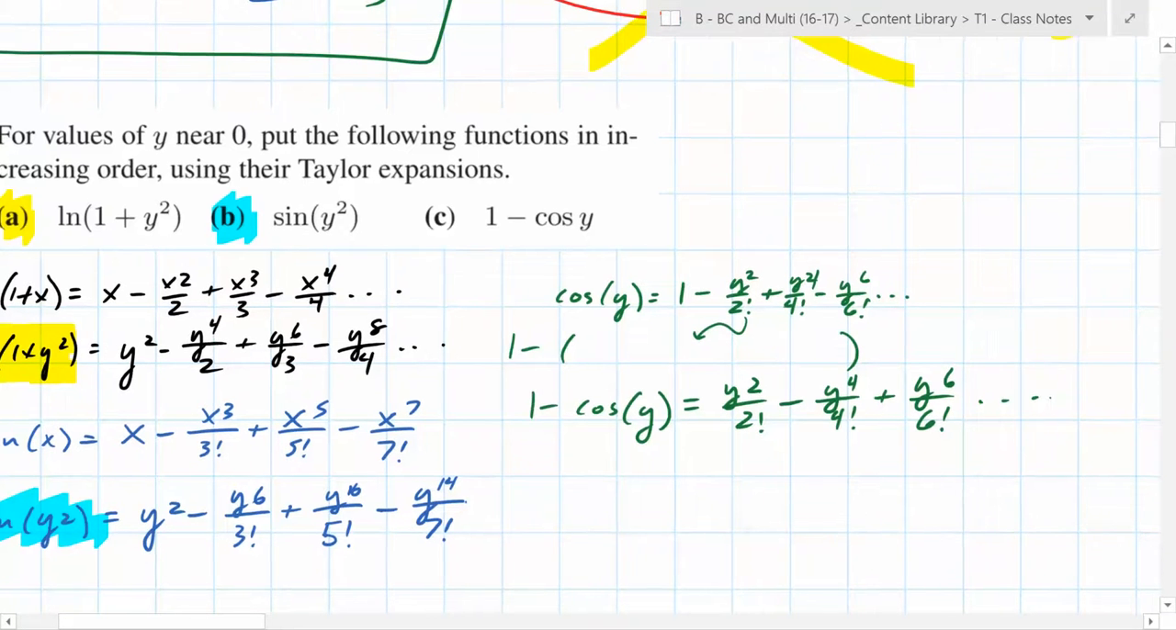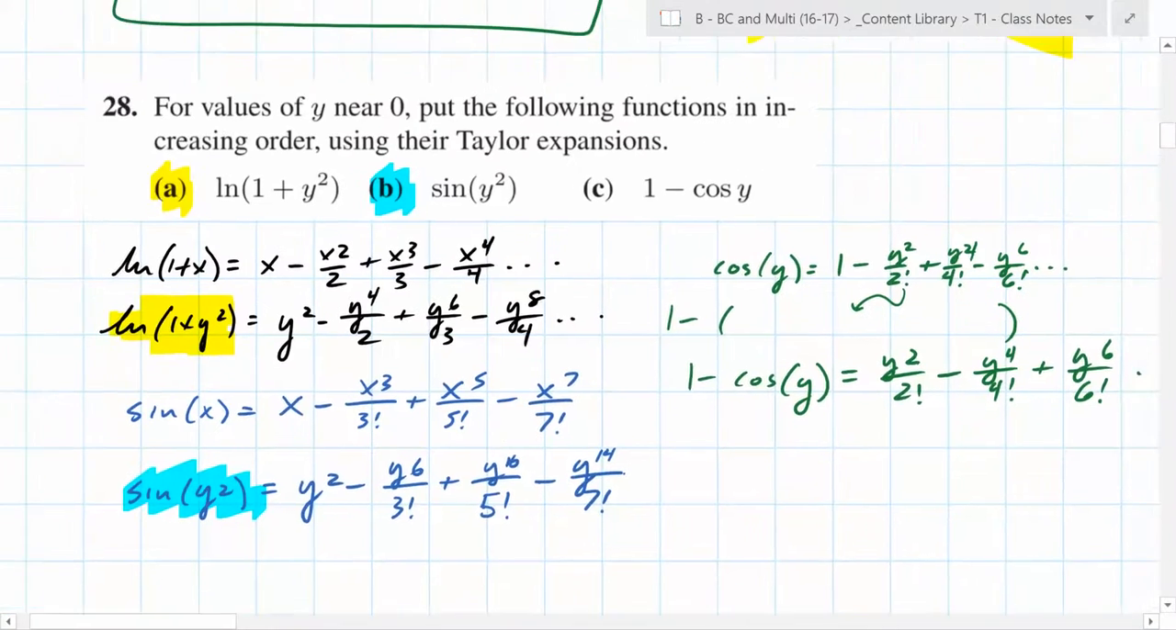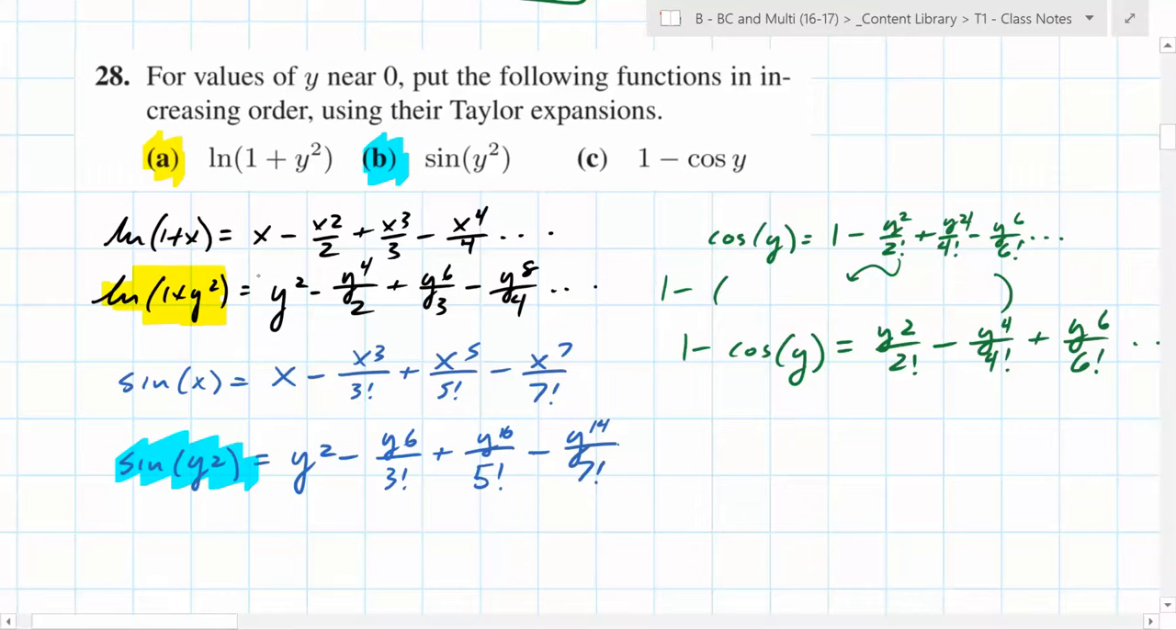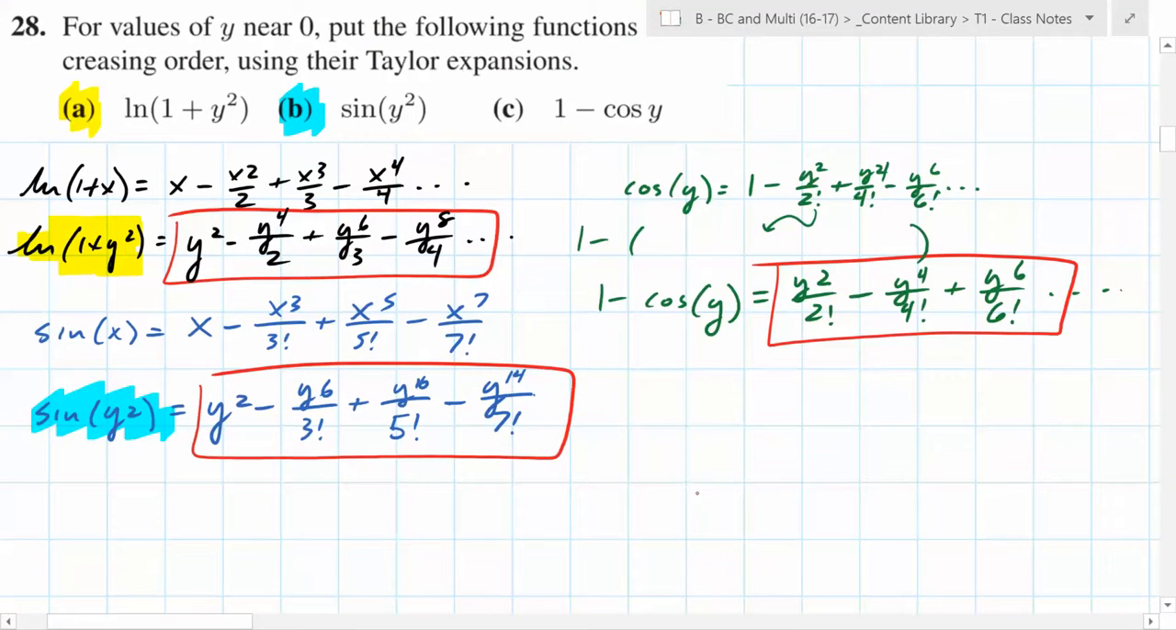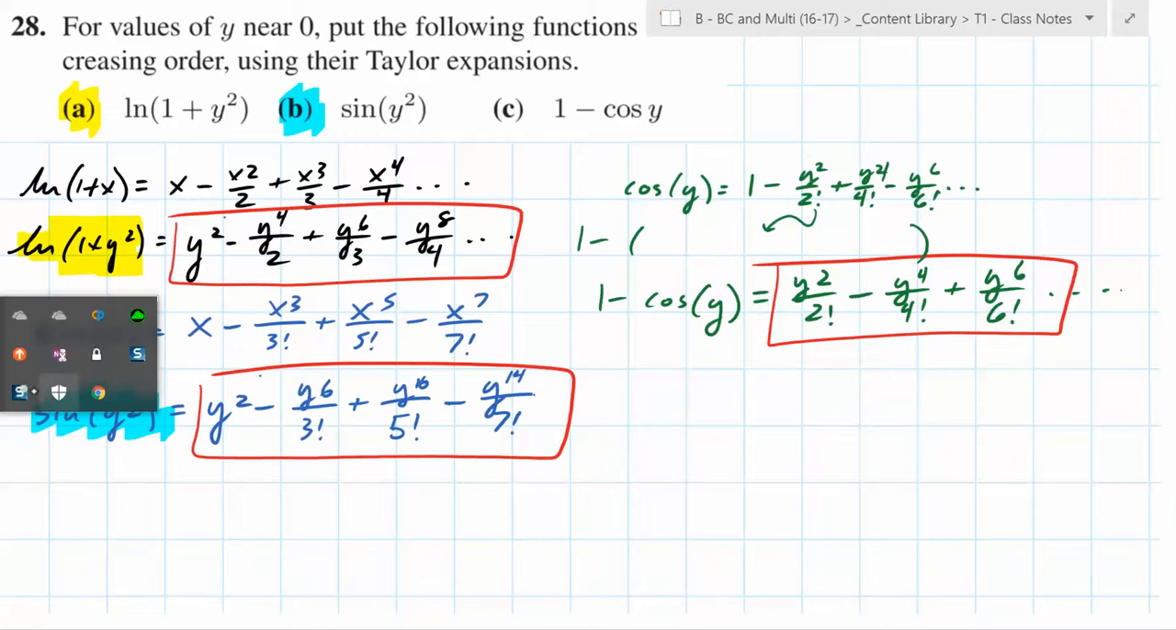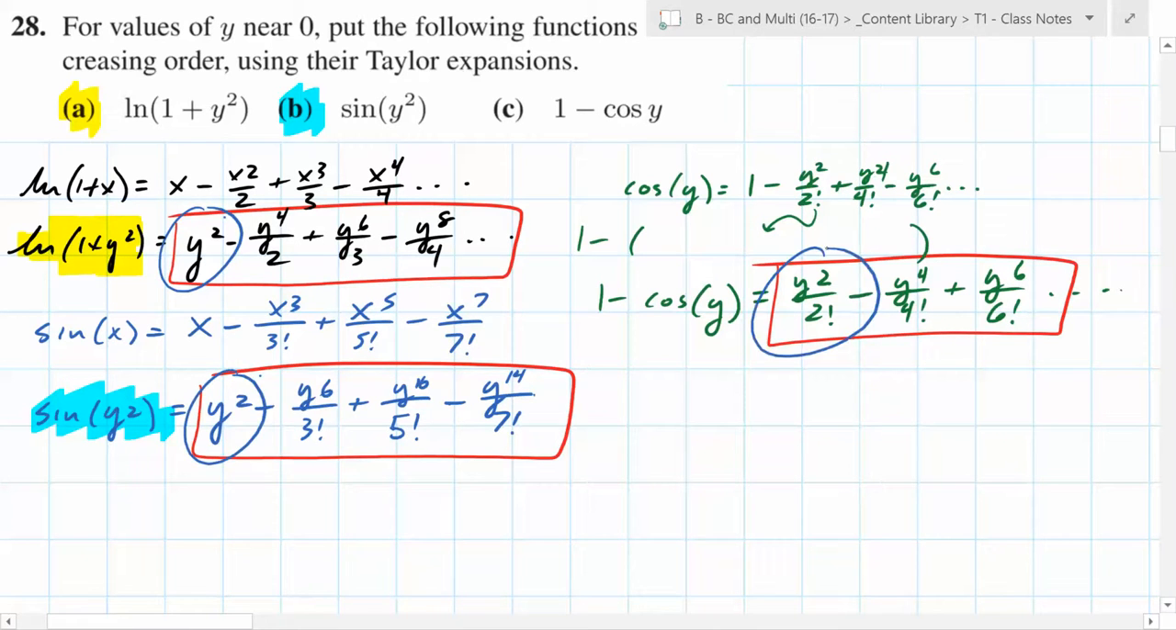So it's asking you to put these in increasing order. So what are we looking at here? We're looking at this, this, and this. Are they similar? What do they share? Is it the same in all of them? No. Is it almost the same? Almost. So how are we going to compare these? Any ideas? Terms, I like that idea. How do the leading terms compare?